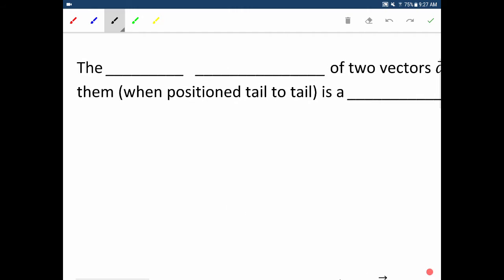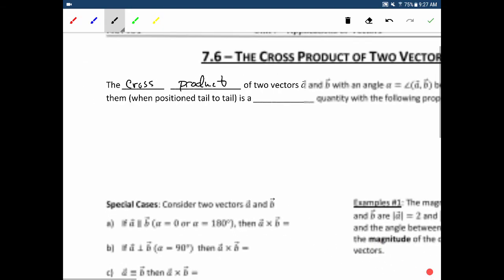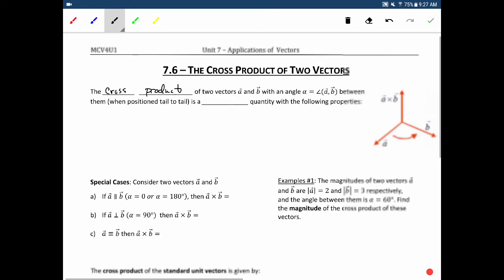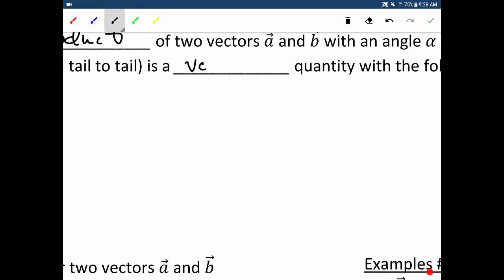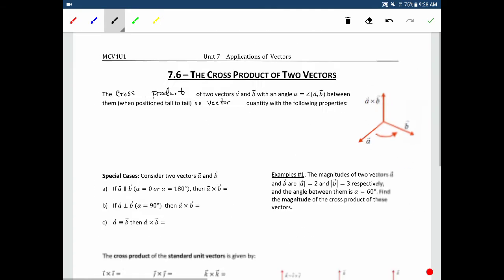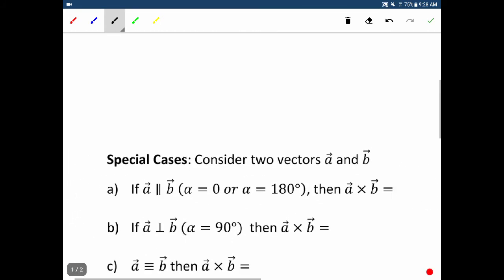So anyway, the cross product of two vectors, A and B with an angle alpha between A and B, when positioned tail to tail, is a vector quantity with the following properties. So here we go.